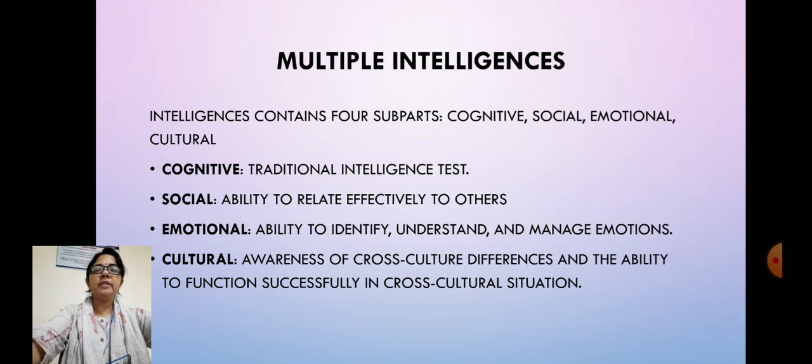Then there are multiple intelligences. The intelligences contain 4 subparts: cognitive, social, emotional and cultural. Cognitive means traditional intelligence, social means the ability to relate effectively to others, emotional means the ability to identify, understand and manage emotions, and cultural intelligence is awareness of cross-cultural differences and the ability to function successfully in cross-cultural situations.